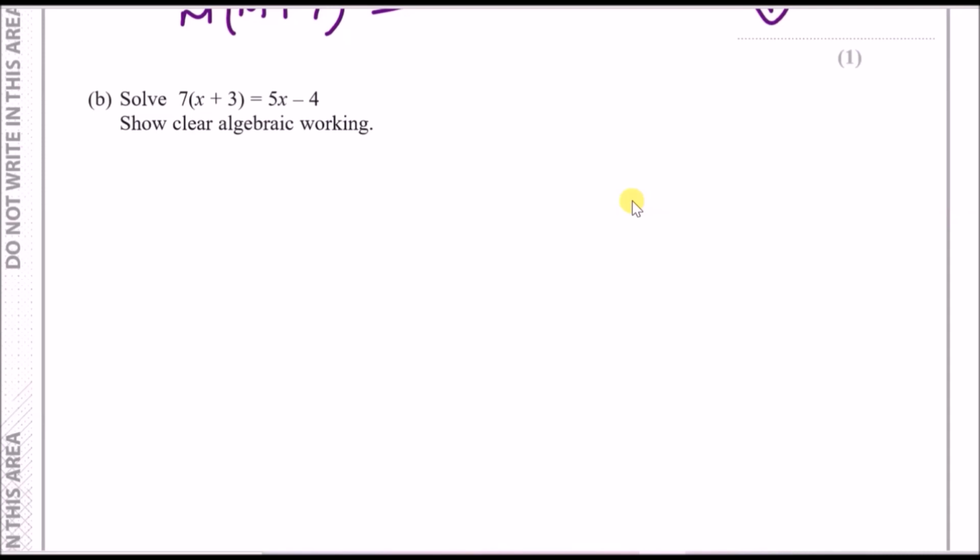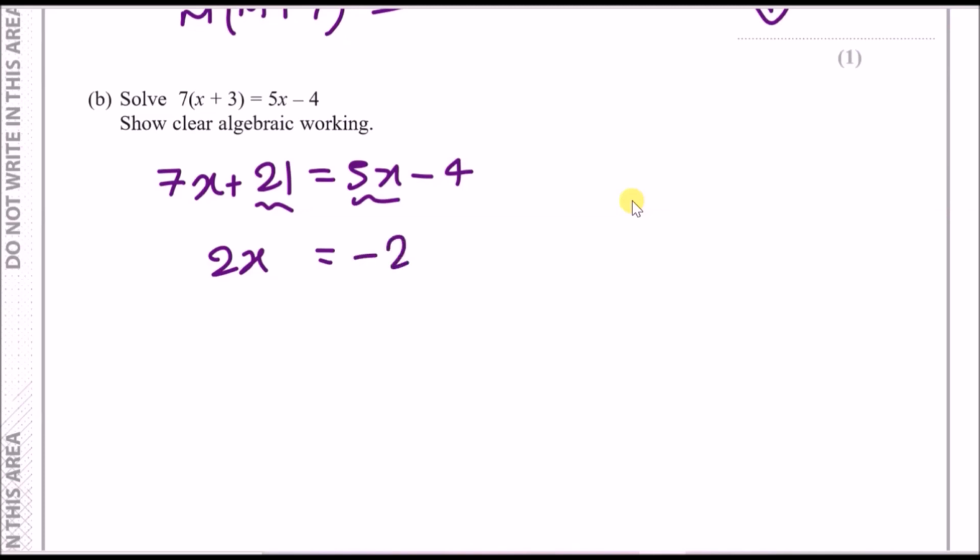Now B, solve this equation here and show clear algebraic working. What I would do, when you've got brackets, always expand it. So times 7 across, you're going to get 7x plus 7 times 3 is just 21. Copy the rest. Now to solve any equation, always move all the x terms to the same side and the non-x terms like 21 with the number terms. To move 5x across, since it's positive here, we need to minus 5x across. So 7x take away 5x is 2x. To move 21 across, we need to minus 21. So minus 4 minus 21 is minus 25.